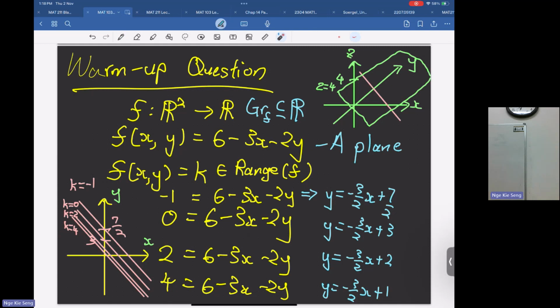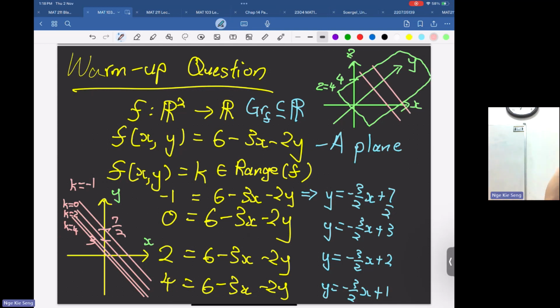And then if you go down, k equals 2, that's another line. If you imagine you have a z equals 4 plane, you have this line, y equals minus 3/2 x plus 1. Then if you go down a layer, the z equals 2 plane, you also have another line, y equals minus 3/2 x plus 2. But how is this different? The difference is that the next layer's line is to the right of the first line.